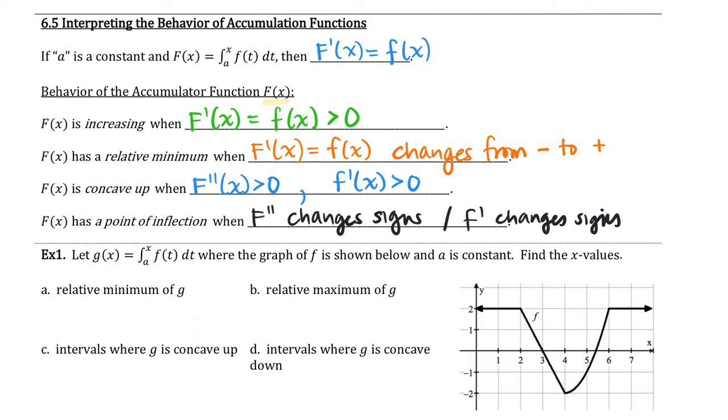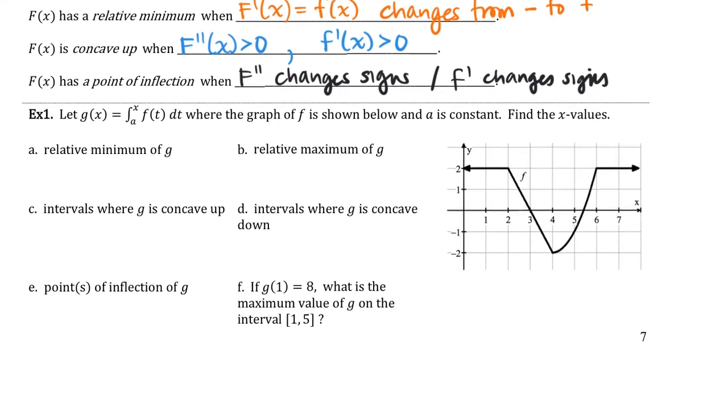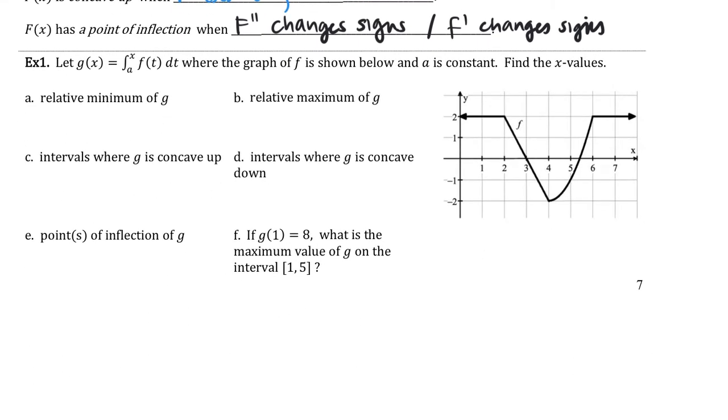So for example 1, let g of x equal the integral from a to x of f of t dt, where the graph of f is shown and a is constant. So this is the graph of f. Whenever they give me this weird accumulation function, 95% of the time I'm going to need the derivative. So I'm going to go ahead and take the derivative. So g prime of x equals what? Little f of x.